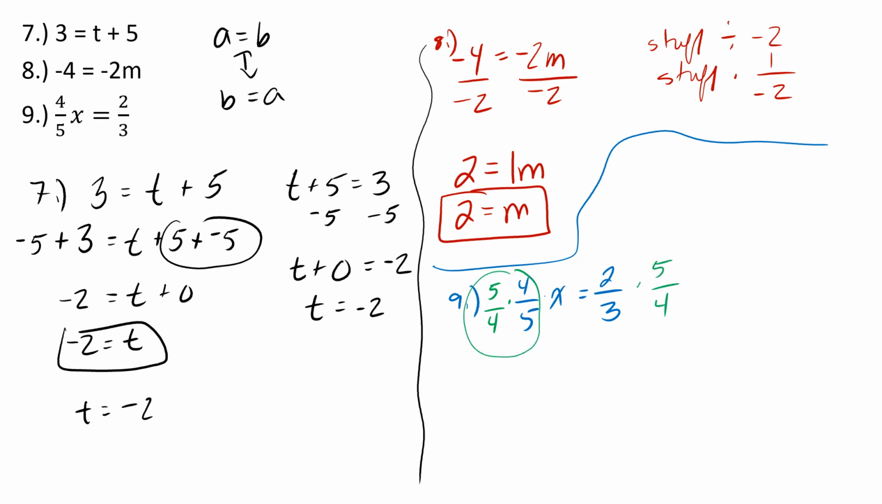Any number times its reciprocal is equal to 1. And then over here on the right, I have 2 times 5 is 10, and 3 times 4 is 12. 1 times x is just x, and if you need to simplify that fraction, it simplifies to 5/6. And so there we have that last one.